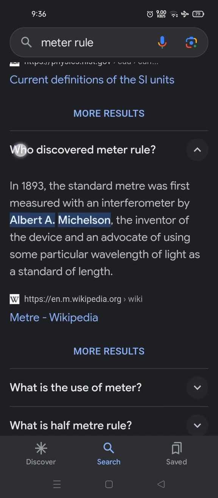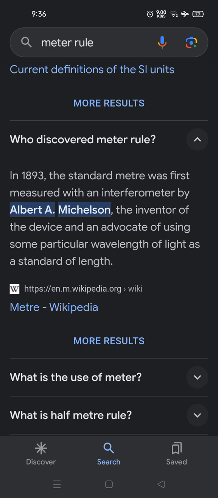Who discovered meter rule? In 1893, the standard meter was first measured with an interferometer by Albert A. Michelson, the inventor of the device and an advocate of using some particular wavelength of light as a standard of length.